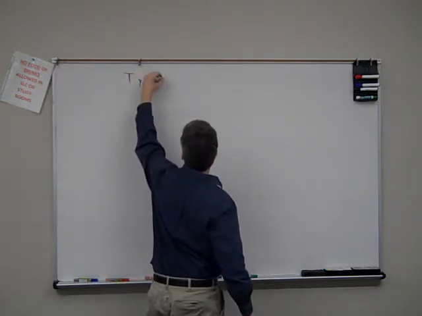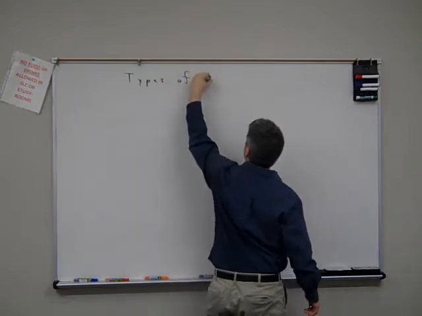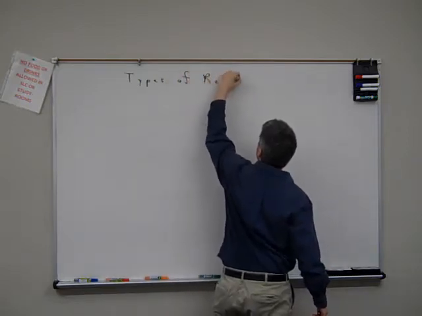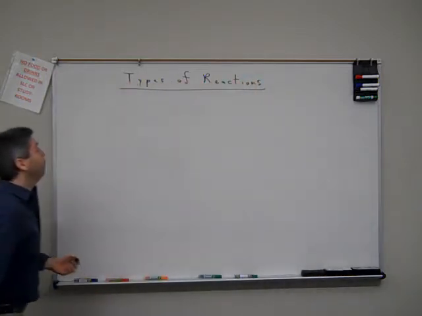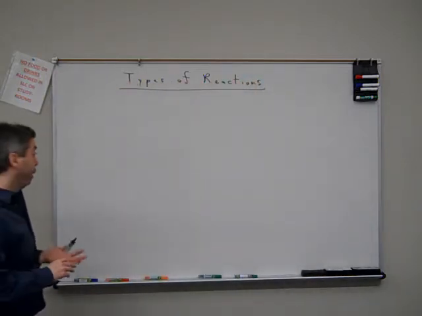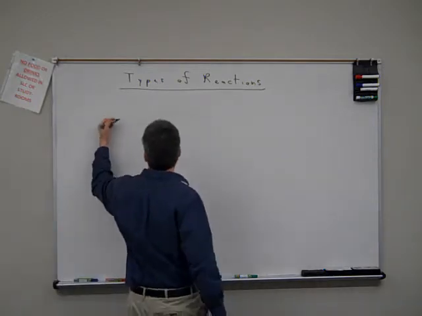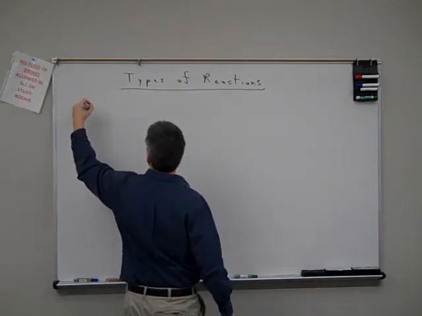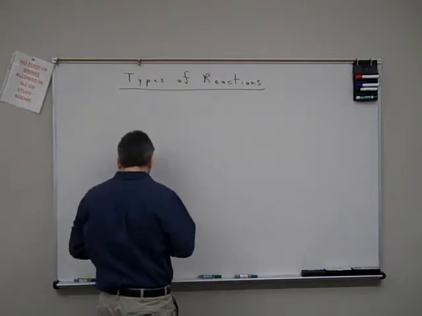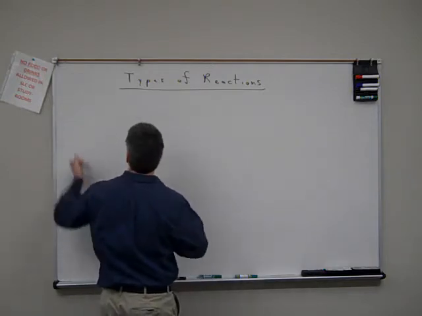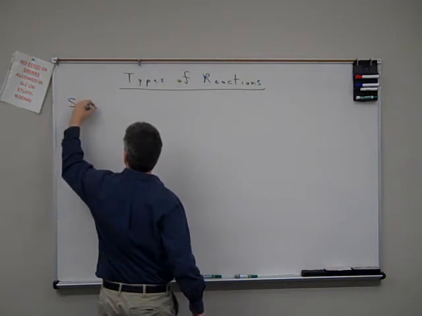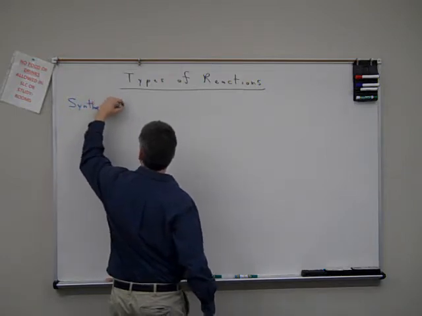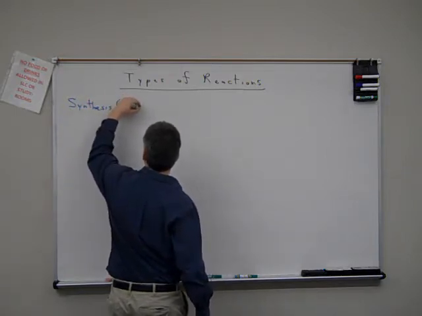Types of reactions. And you can tell what the reaction is based on just looking at its reactants. For example, the first type of reaction is what I call synthesis, or sometimes called combination.